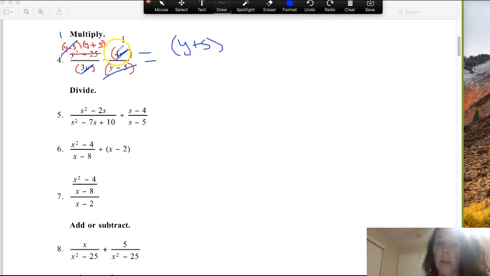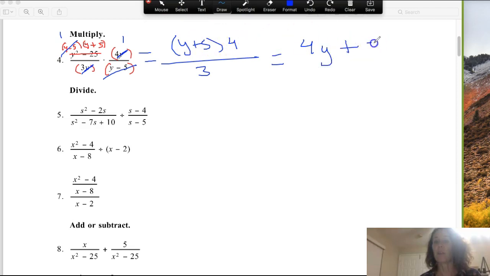And then I do have a 4 here. Don't forget that 4 times 4. And on the denominator, I have 3 times, this became a 1 and that became a 1 when I divided these out. So 3 times 1, which is just 3. So my final answer would be 4 times y plus 5 over 3. If I wanted to distribute this, this would be 4y plus 4 times 5 is 20 over 3.